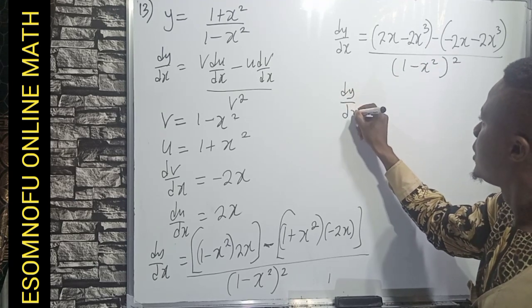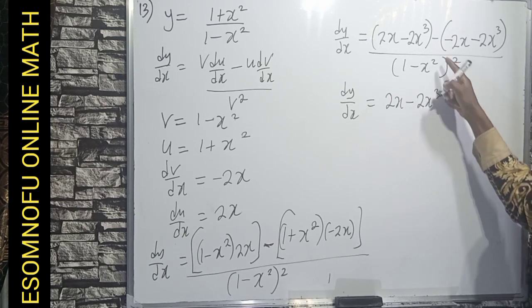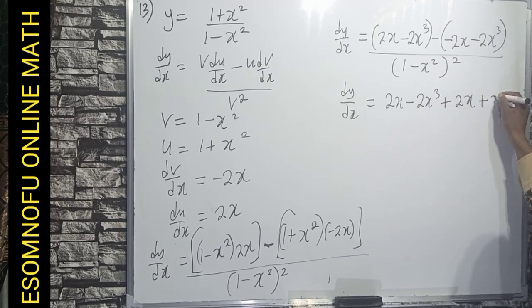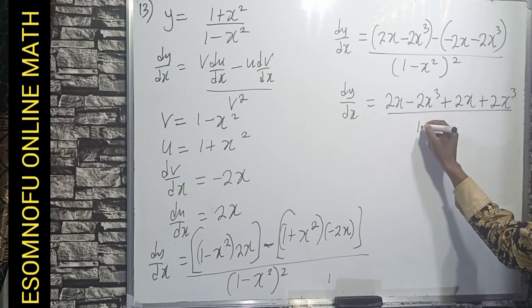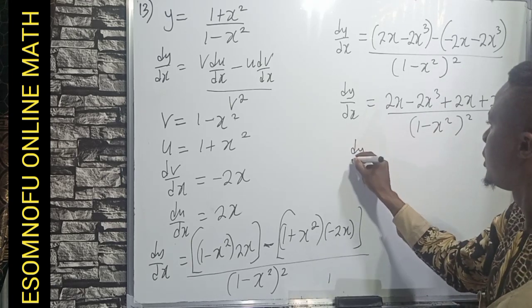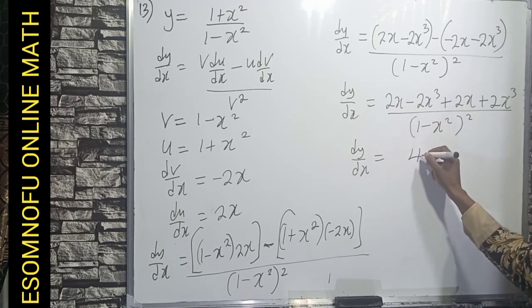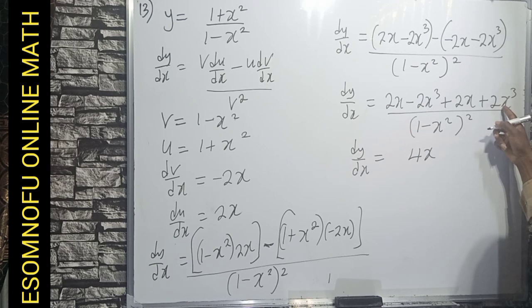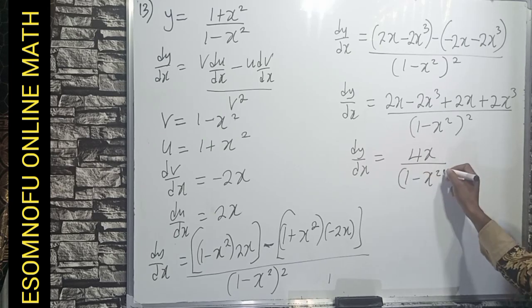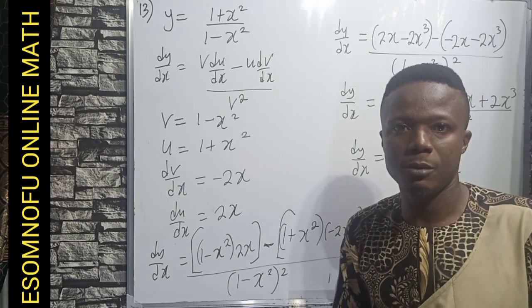So dy over dx is equal to 2x minus 2x cubed, minus minus turns to plus, plus 2x, minus minus turns to plus, plus 2x to the power of 3 all over 1 minus x squared, then to the power of 2. So you now see that dy over dx will now be 2x plus 2x is just 4x, minus 2x cubed plus 2x cubed has gone, leaving us behind with 1 minus x squared all to the power of 2, and this is the derivative of this number 13 question. So let's take number 14 problem.